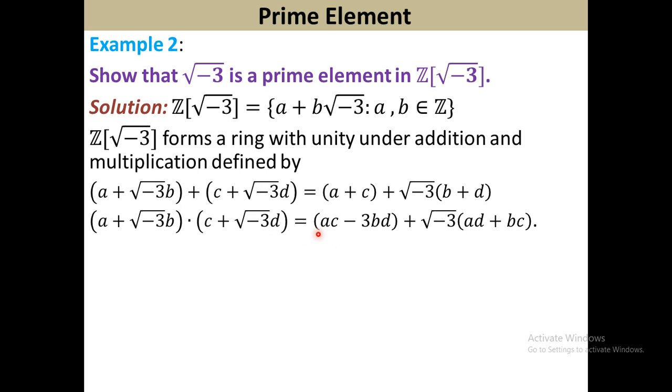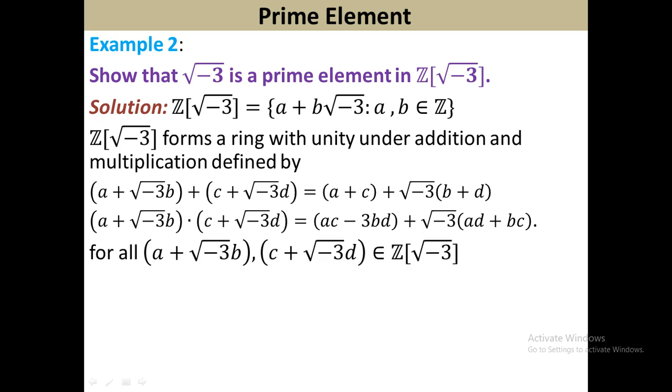Okay, this is the real part and the imaginary part, that is, the coefficient of square root of minus 3 is here BC and here AD, that is AD plus BC. Here A plus square root of minus 3 B, C plus square root of minus 3 D are in Z[√-3]. Clearly square root of minus 3 is a non-zero element in Z[√-3]. Here 1 is the unity.